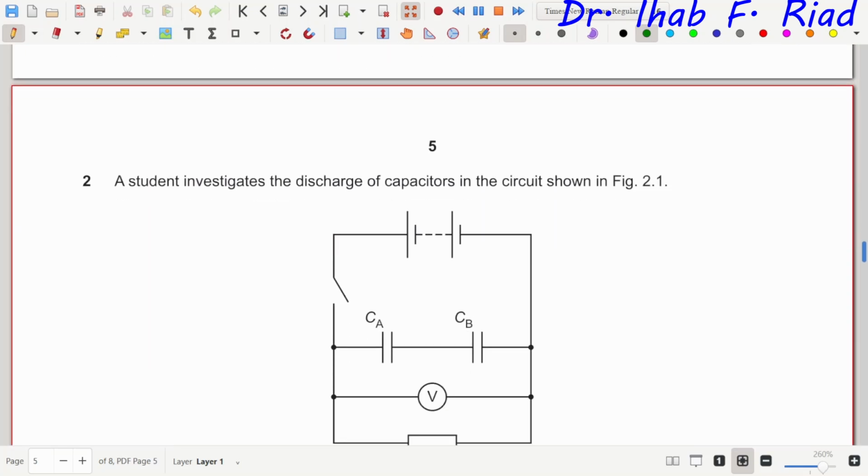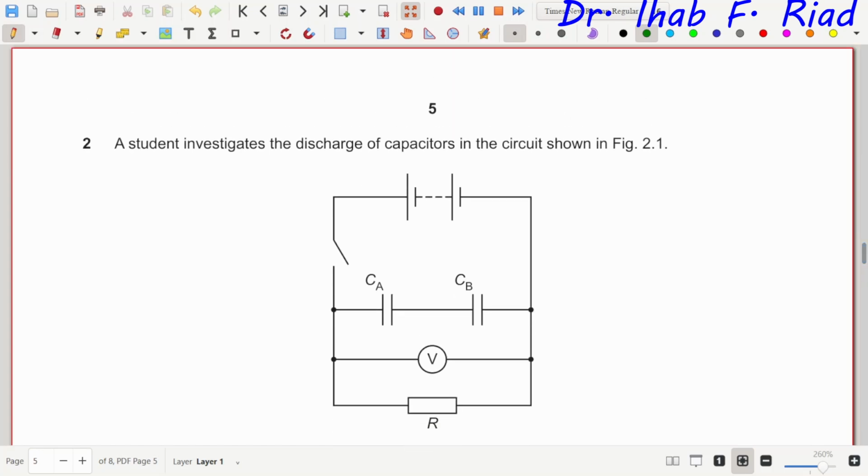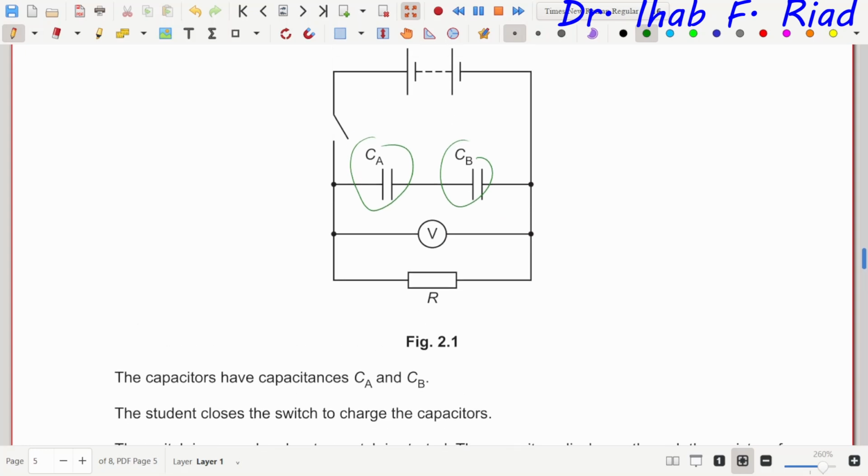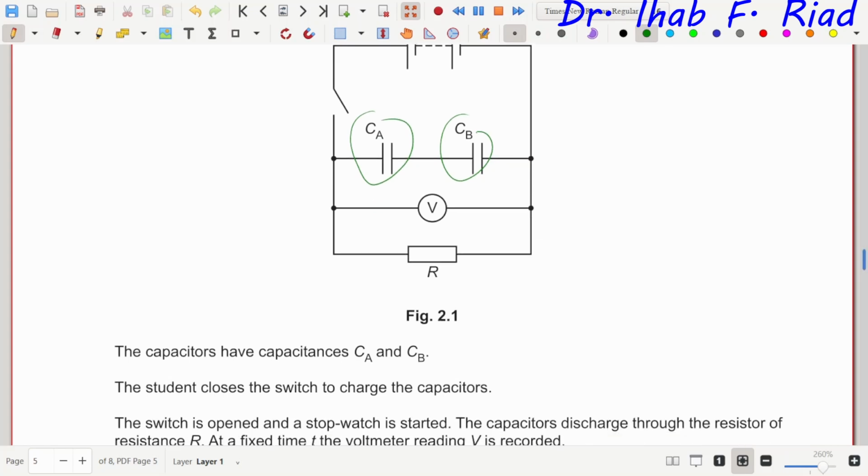Okay. Now let us go to question number 2. A student investigates the discharge of capacitors. These are the capacitors, okay, CA and CB, in the circuit shown. The capacitors have capacitance CA and CB. The student closes the switch to charge the capacitor. So the student closes the switch over here. The capacitors start charging. As they start charging, the voltage starts growing, and we can measure the voltage through the voltmeter.